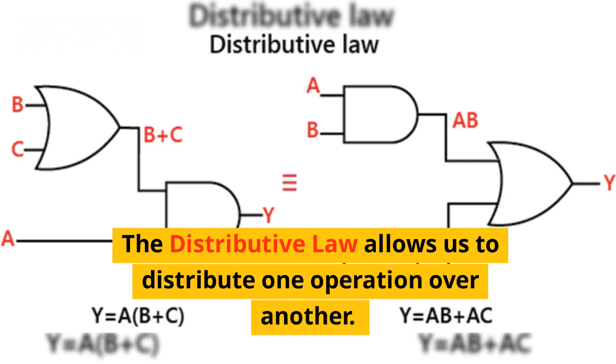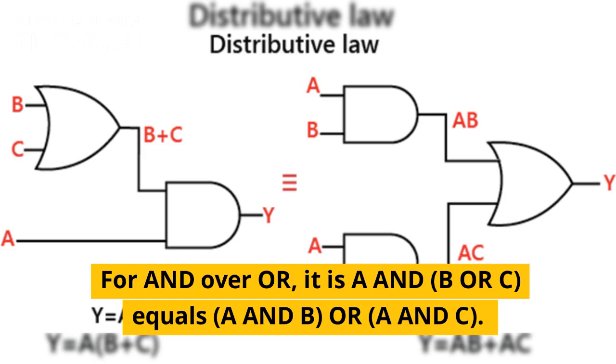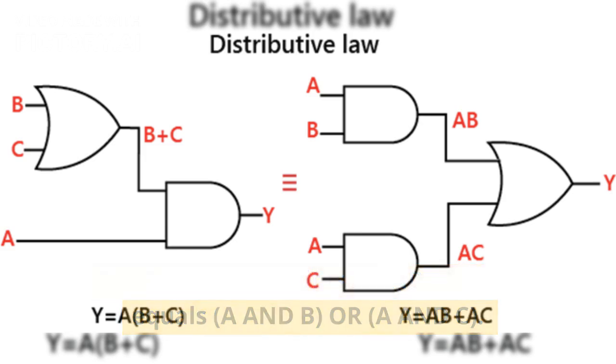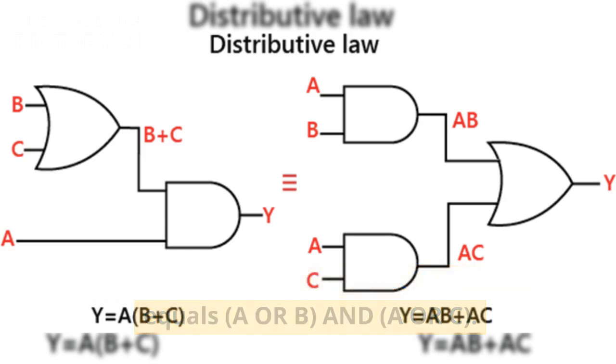The distributive law allows us to distribute one operation over another. For AND over OR, it is A AND (B OR C) equals (A AND B) OR (A AND C). For OR over AND, it is A OR (B AND C) equals (A OR B) AND (A OR C).